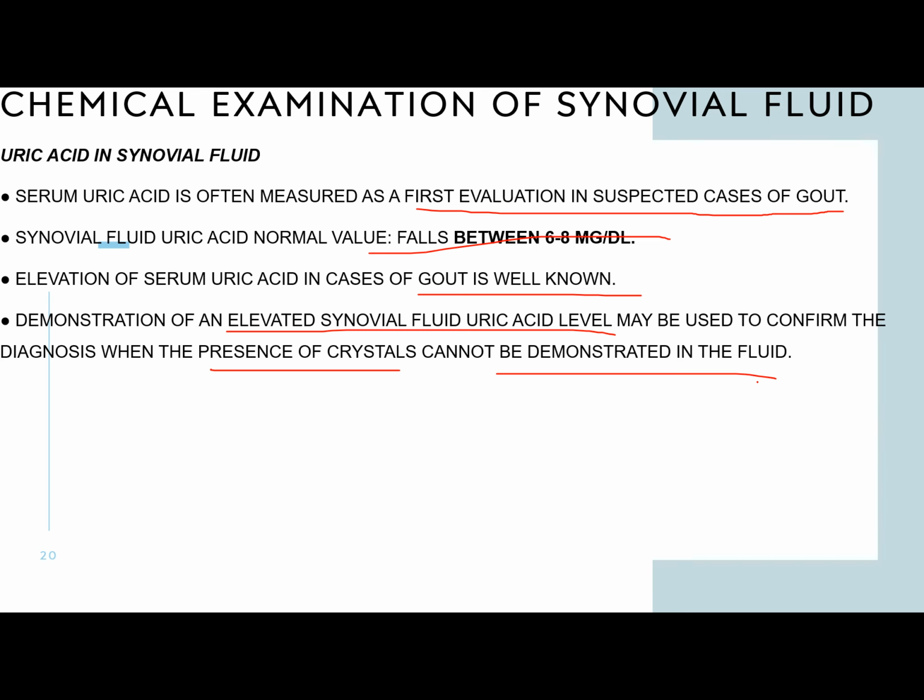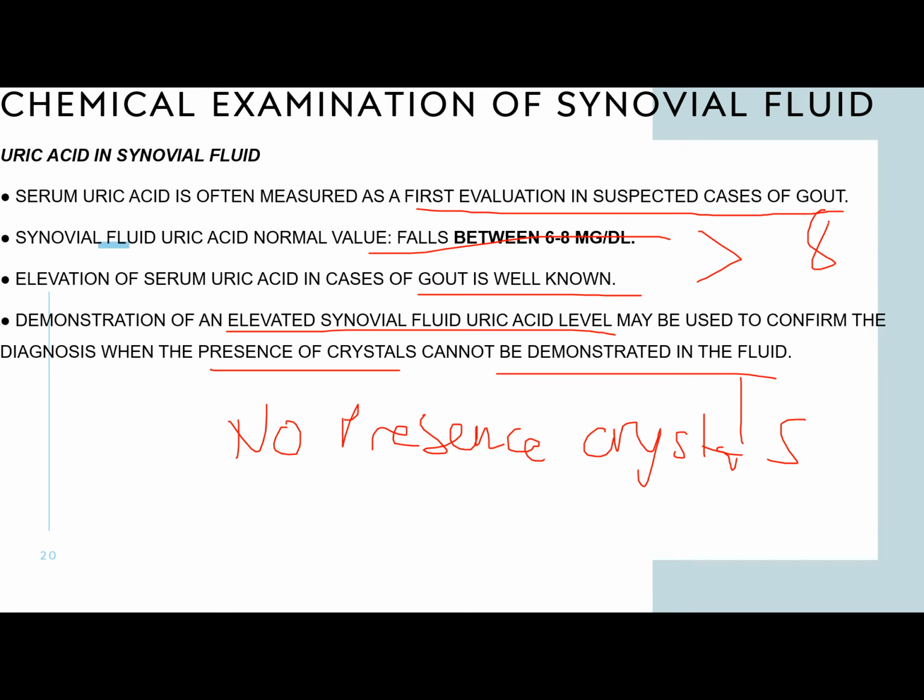So let's say, class, you tested the synovial fluid microscopically. You weren't able to find any crystals. So what the doctor would ask is that you test the uric acid. If the synovial fluid uric acid is greater than 8 milligram per dL, then most likely the patient has gout.